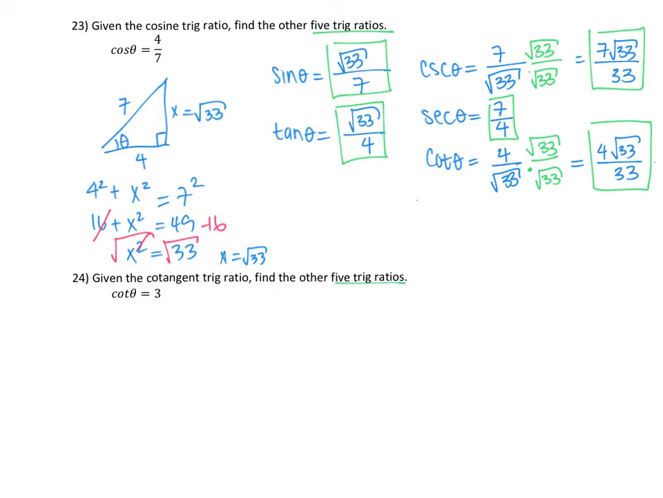So again, I need to start by building a triangle. So a right triangle, I'm going to put the angle right here, and then I'm going to fill out the sides of the triangle. To do that, you're going to need to figure out what is your trig ratio. So my trig ratio is cotangent, and this is a 3 here. So cotangent is, let's take a look.